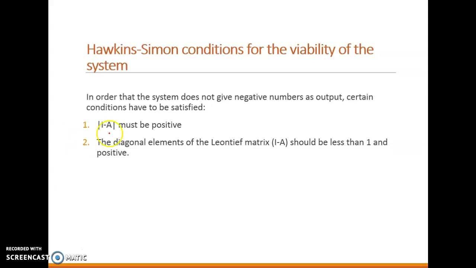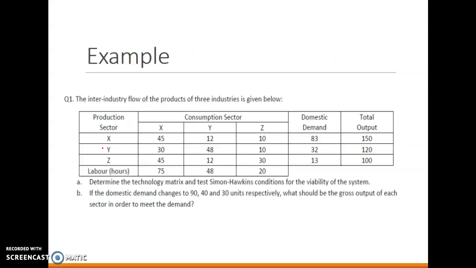First is the determinant of I minus A. This I minus A is also called the Leontief matrix. So the determinant of I minus A must be positive, and next, the diagonal elements of the Leontief matrix should be less than 1 as well as positive. So these are the two conditions. Now we'll quickly see how we can use these conditions and the Leontief matrix model to determine our output.